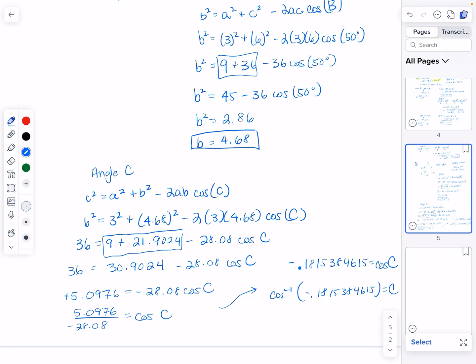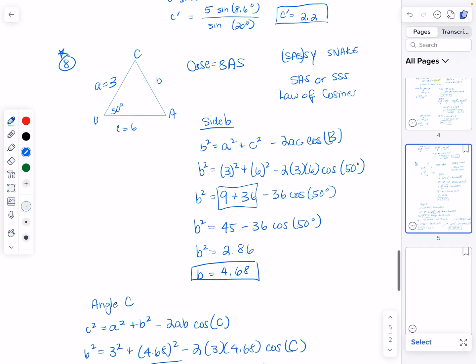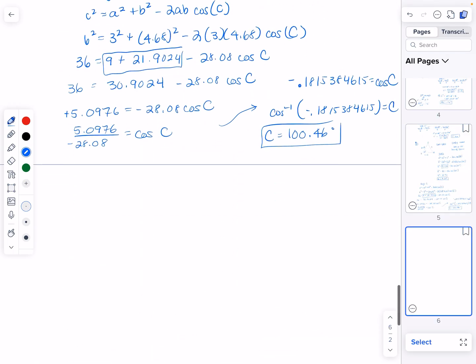On my calculator, I'm going to do inverse cosine, and then hit the answer key, which should have that answer of negative 0.181, etc. When I do that, I get angle C equals 100.46. I just rounded to 2 decimal places. So I have angle C. I have side B. Now I need angle A.